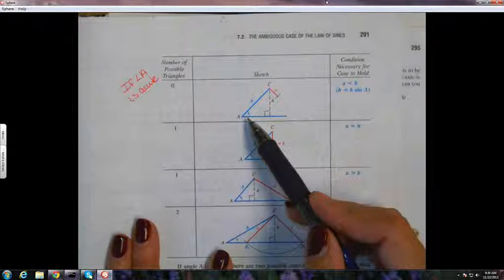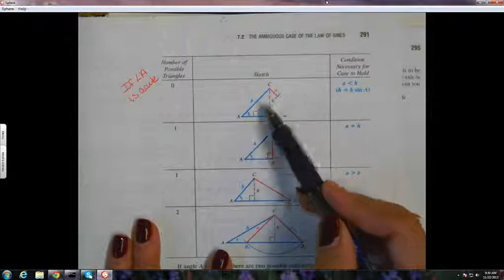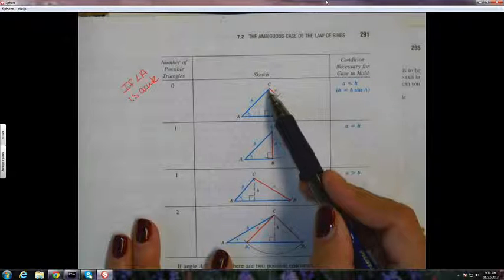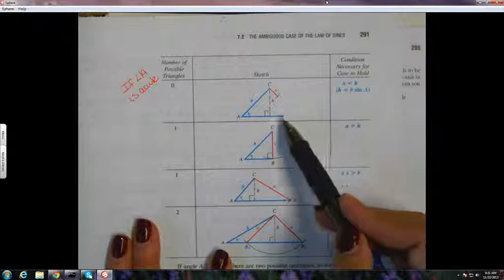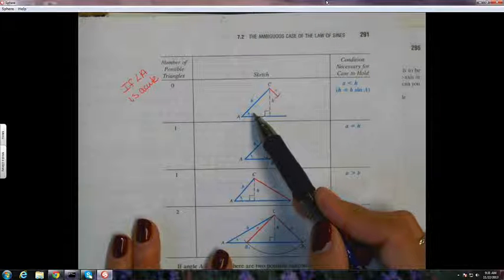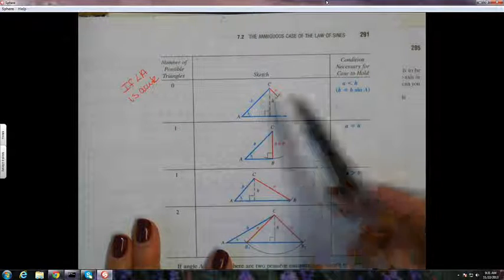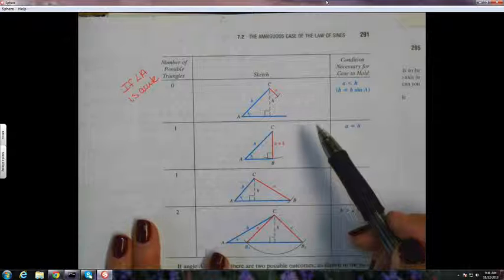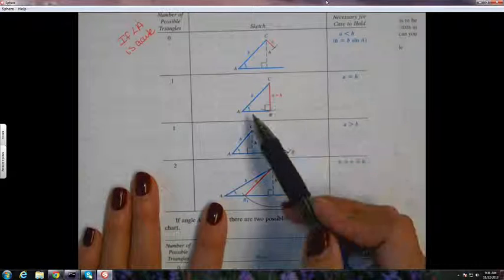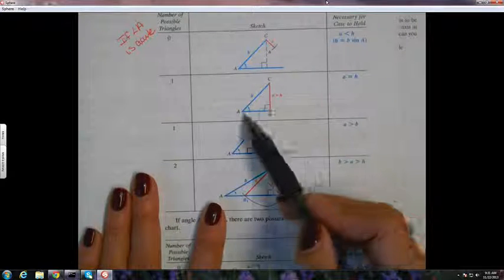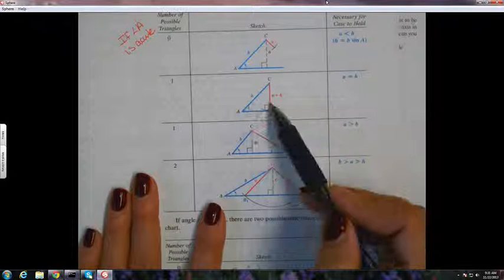First of all, if the side across from A is too short, you don't even create a triangle. It doesn't quite connect to make a triangle. So there might not even be a triangle with the three parts angle, side, side. That's one option. If the other angle is a right angle, it will create a nice, unique right triangle. You get one triangle. How's that unique? Because there's only one of them.